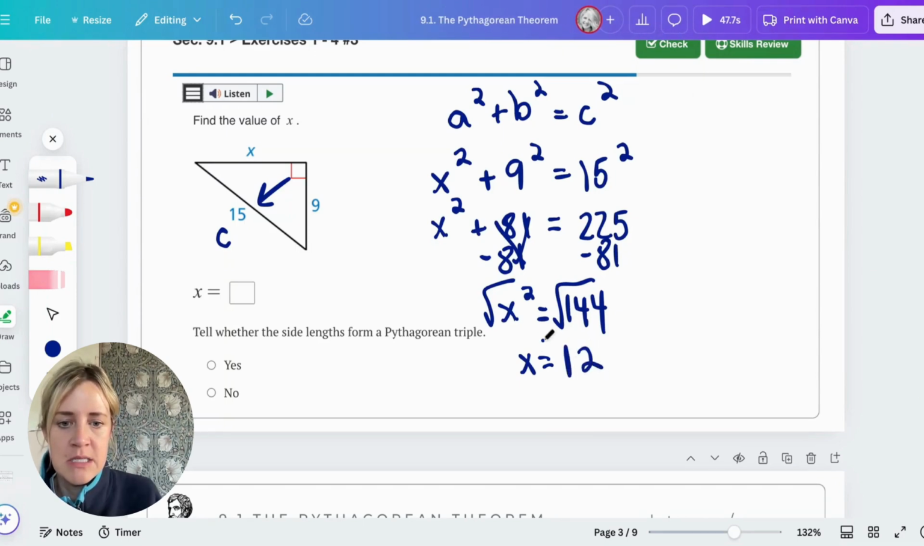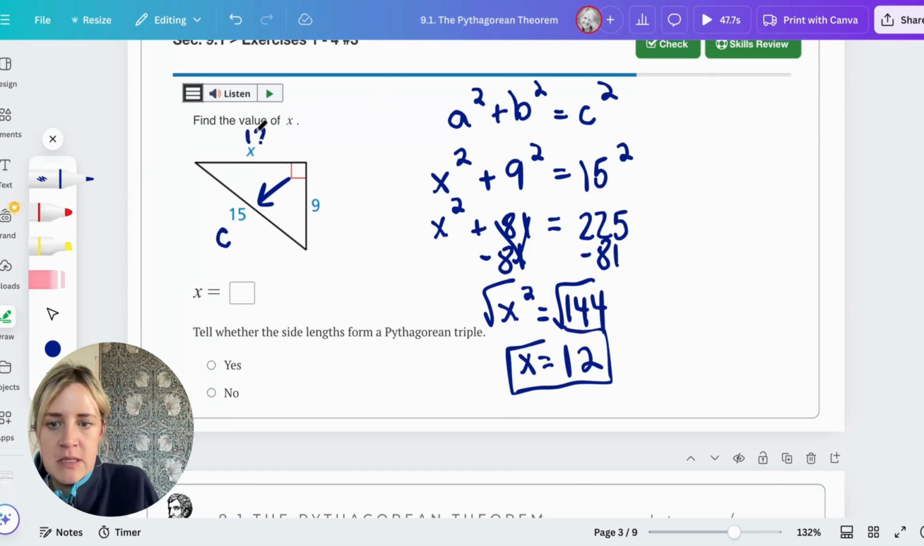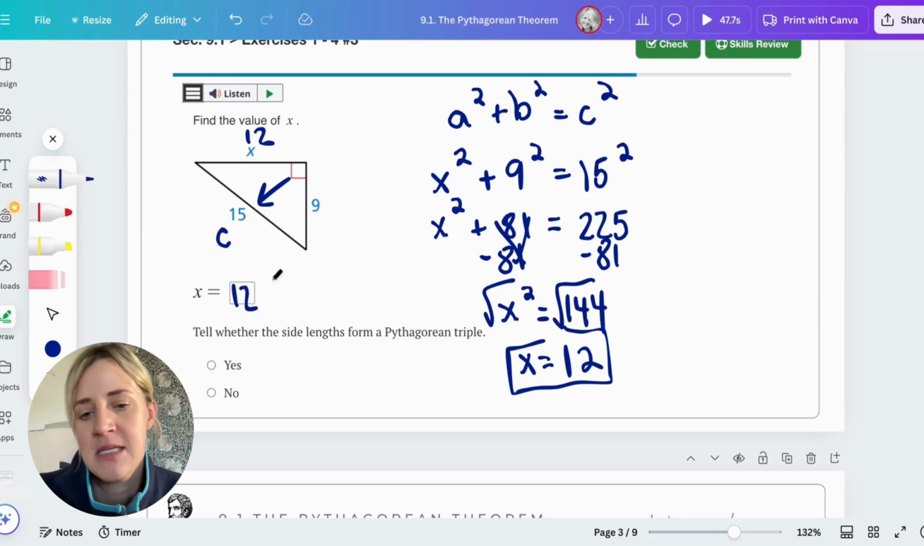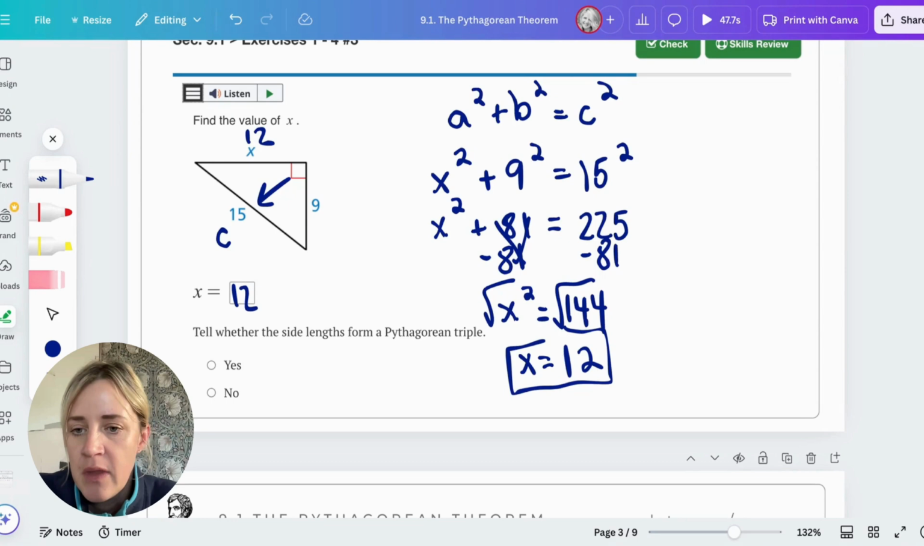Okay, something key to note here. I got 12 as my answer for x. This is a good time to sit and look at your problem and think, does that make sense? Did I do this correctly? Which side is supposed to be the longest? The longest side is supposed to be the hypotenuse, 15.